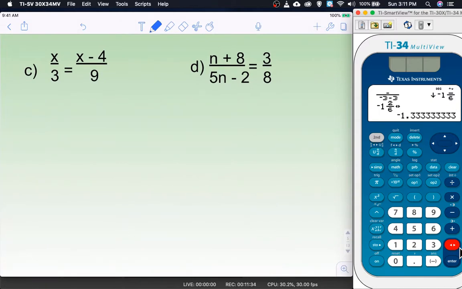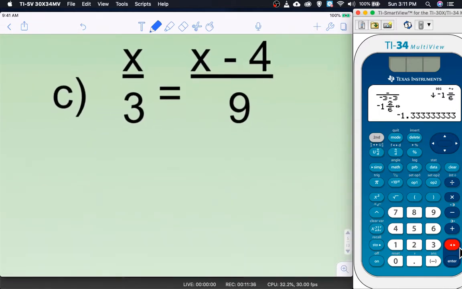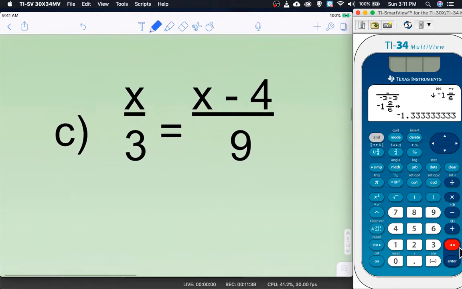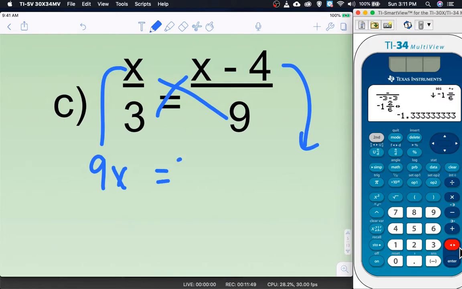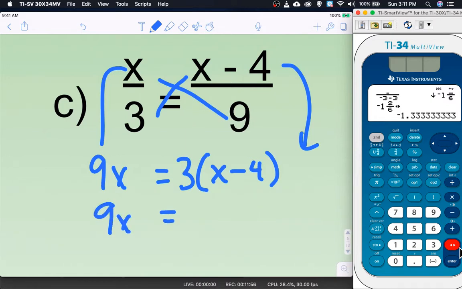Okay, we're going to do a few more. Now letter C will be solved almost exactly like the previous problem here. I'm going to cross multiply. That is a 9x. I'm going to cross multiply. That is a 3 times the x minus 4. 9x equals 3x minus 12.